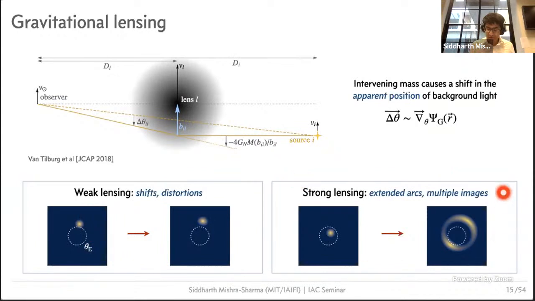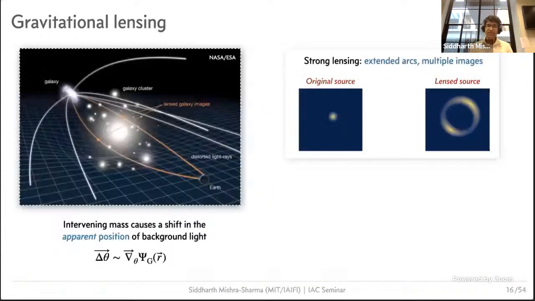And in the strong lensing regime, on the other hand, where the source and the lens are much more aligned, we get these more exaggerated effects like extended arcs and multiple images of the background source. In this initial part of this project, I'll talk about strong lensing. And in the next part, I'll talk about an application of weak lensing for dark matter searches. So both of these will be relevant. So I'll start with strong lensing.